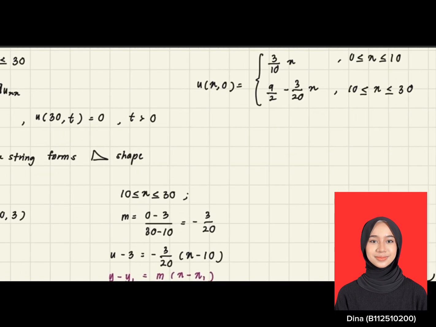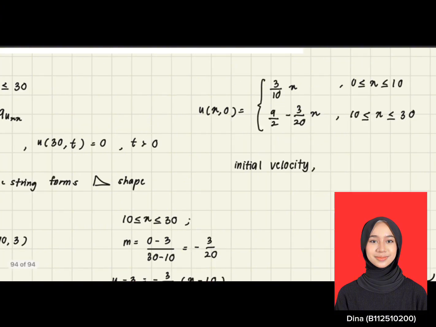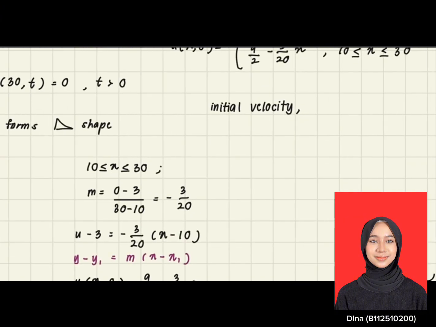So we need to find the initial velocity. Since the question states that the string is released from rest at t equals 0, of course u_t(x,0) equals 0.